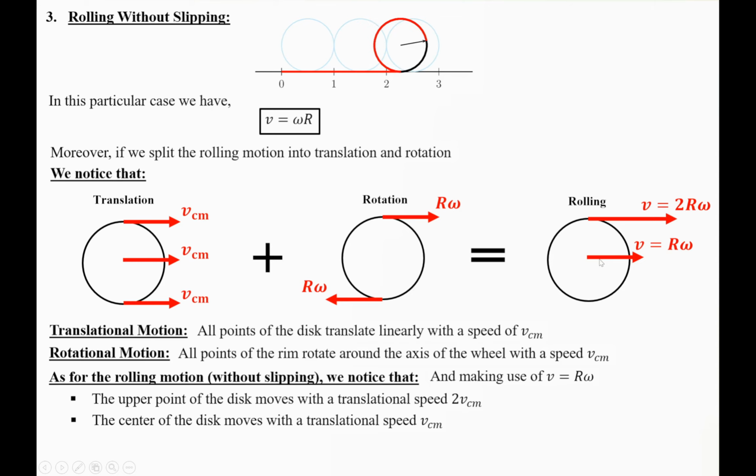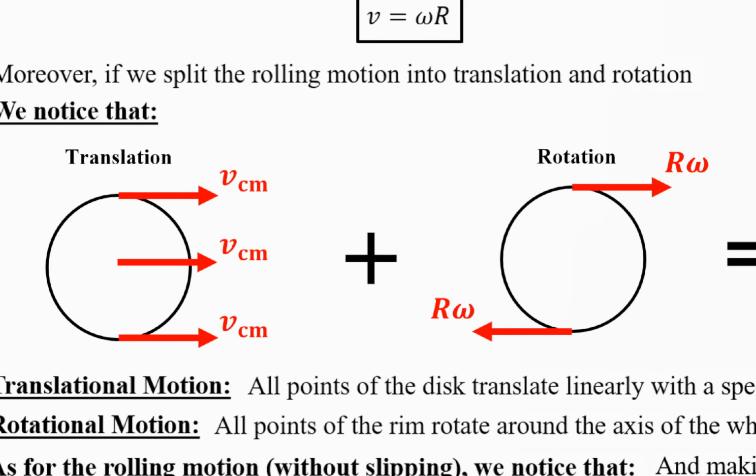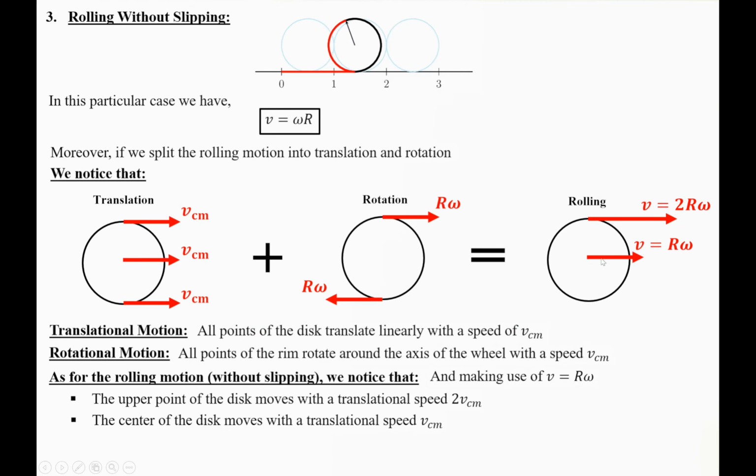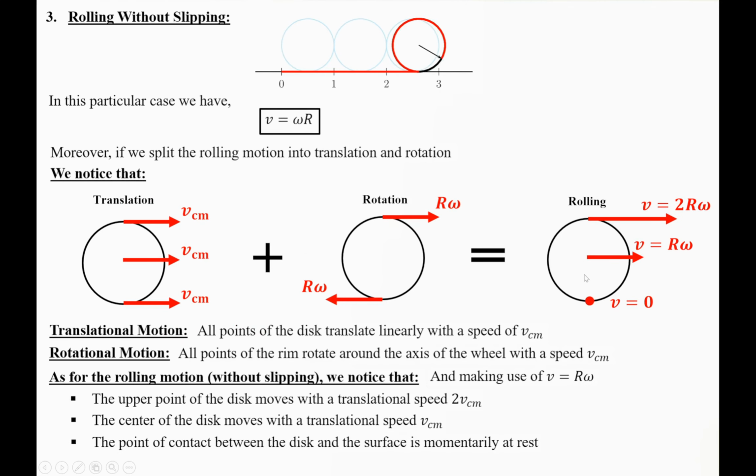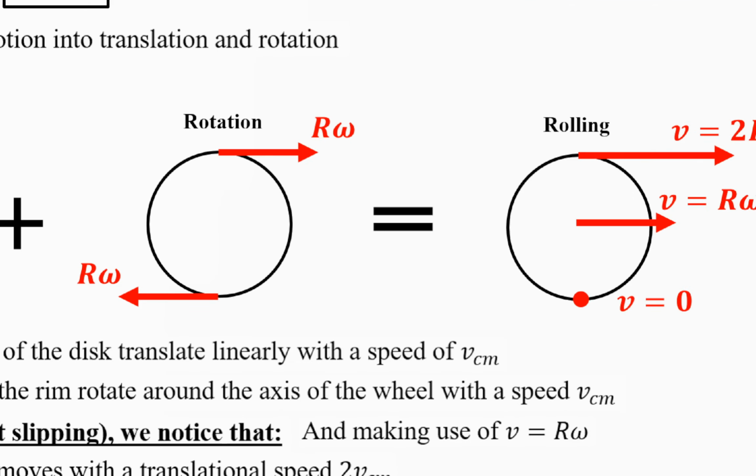The axis of rotation would be moving with a velocity given by r omega, because this is v center of mass, which is r omega. And here the velocity is 0. Now, what about the point which we suppose that it will be in contact with the surface? The velocity would be 0, because we would have a cancellation effect between this one and this one. So the point of contact indeed between the disk and the surface is momentarily at rest.